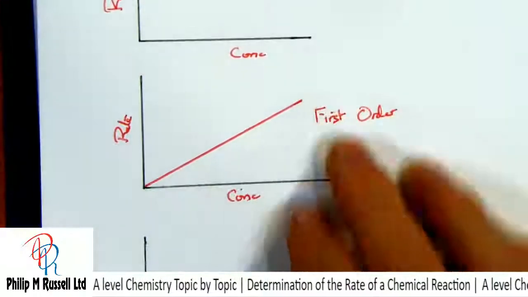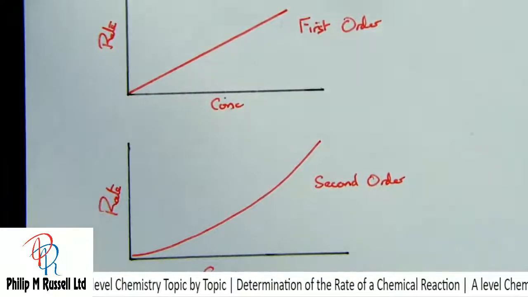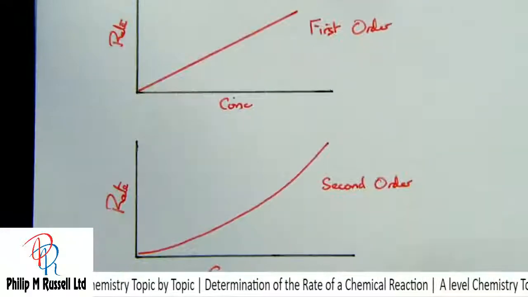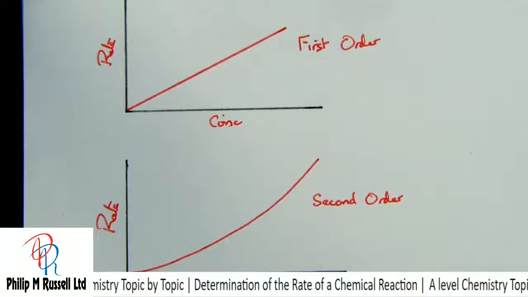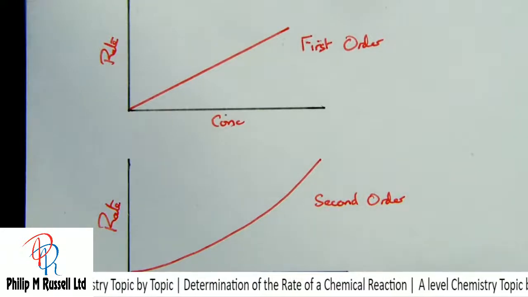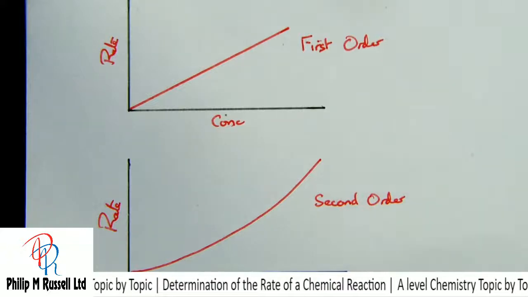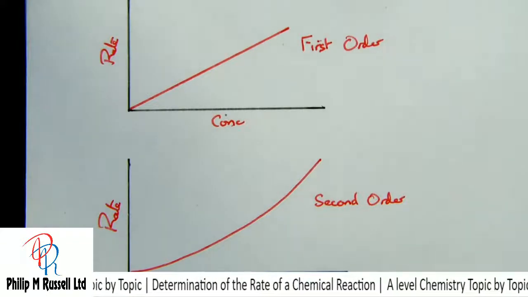First order, second order. Let's try and have a look at those. Zero are a bit boring really. So it's generally our first and our second orders that are going to do what we want to do with them. That's playing around with concentration.